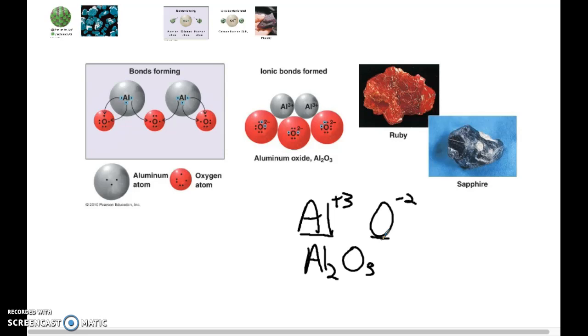All right, and so that's the reason why when you make different compounds, they have different numbers of atoms in the compound. It depends on how much it takes to make it neutral. Okay, because the whole compound must be neutral. Now, the next thing we're going to talk about are metallic bonds.